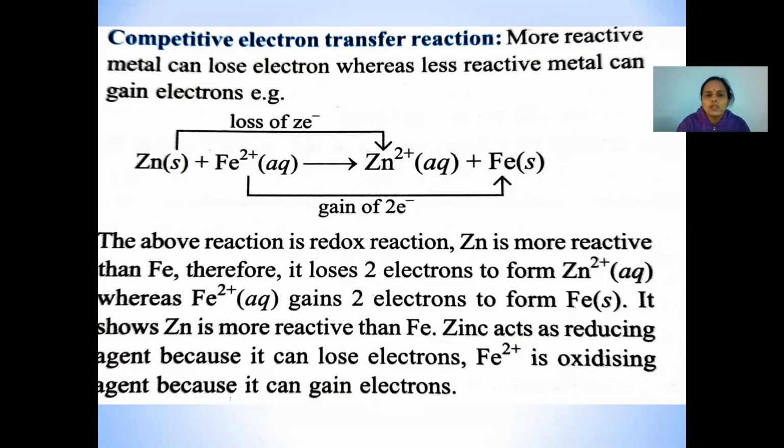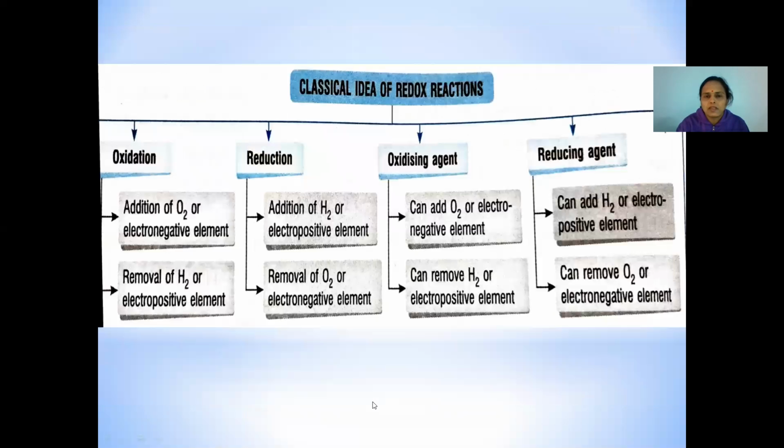Here you should know that the more reactive metal will displace the other which is present in its ionic state, and it will form the reaction. As in this case, Zn reacts with Fe in +2 state to form Zn in +2 state plus Fe. Let's see the flow chart for this redox reaction. First, let's see the classical idea of redox reactions.